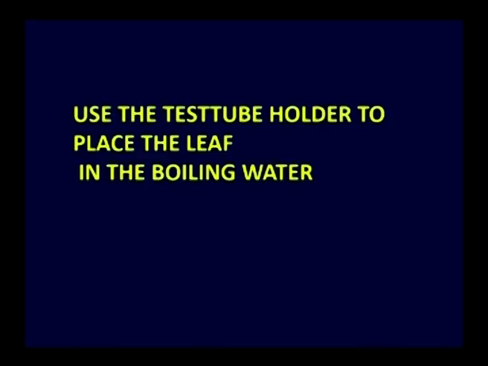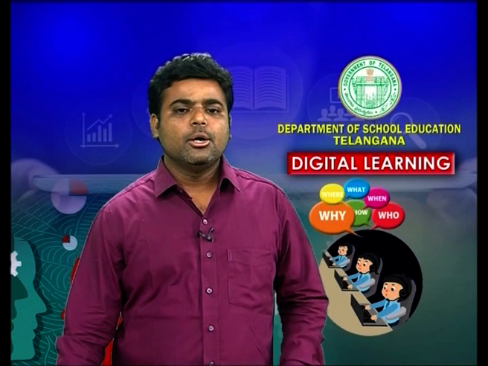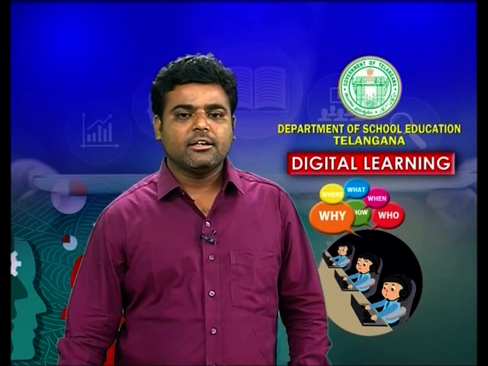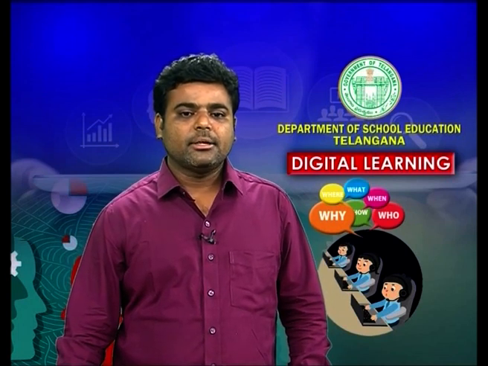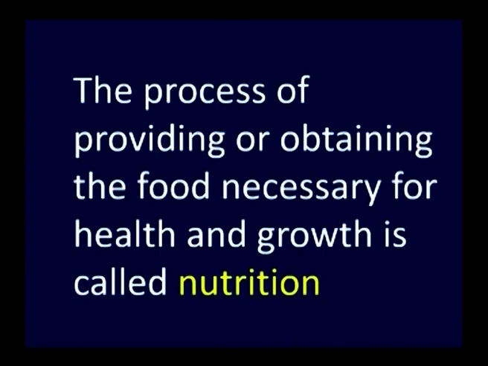Next, when you are taking the test tube from the boiling water, we have to use a test tube holder. Why? Because the hot vapor can damage our tissue also. So, these are the precautions we must take while performing the experiment. Now, let us see what we learned today, the important points.